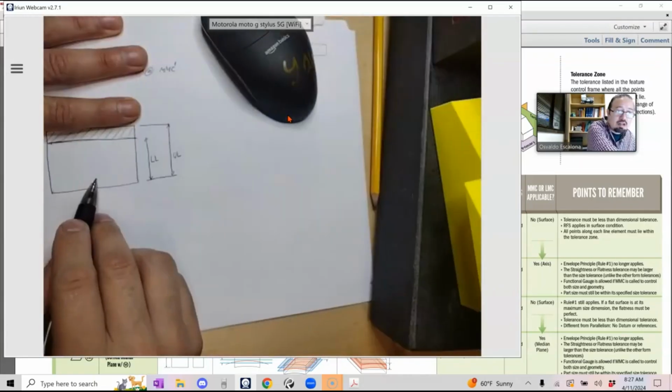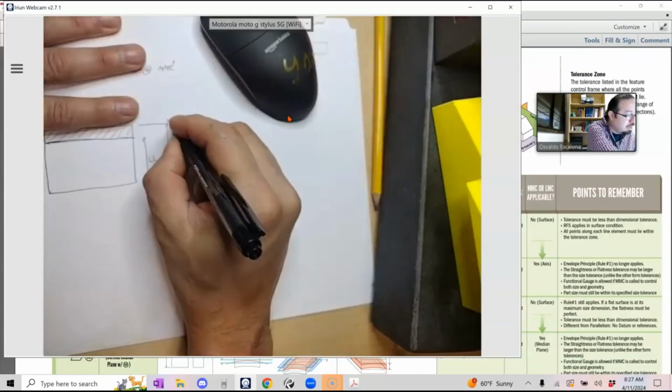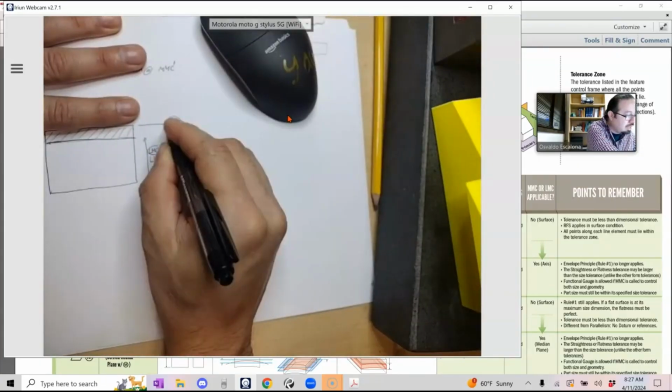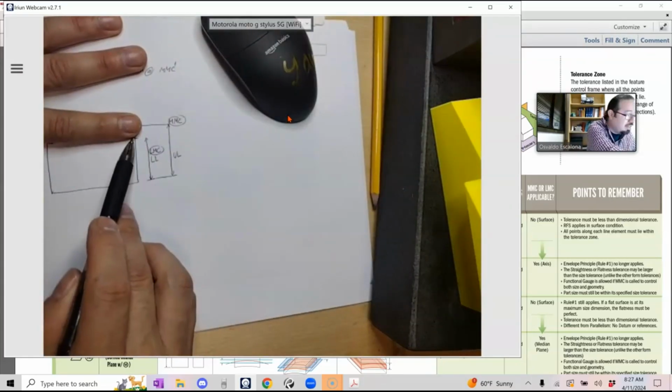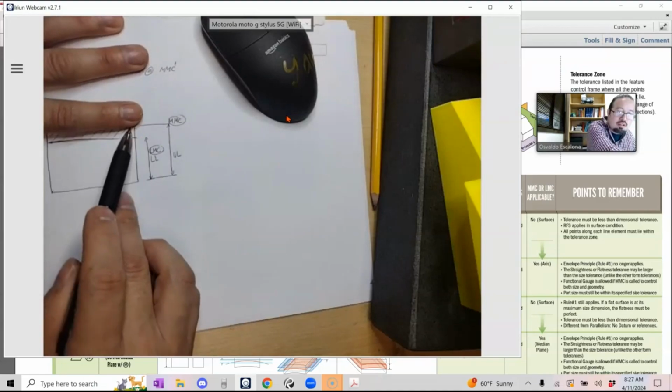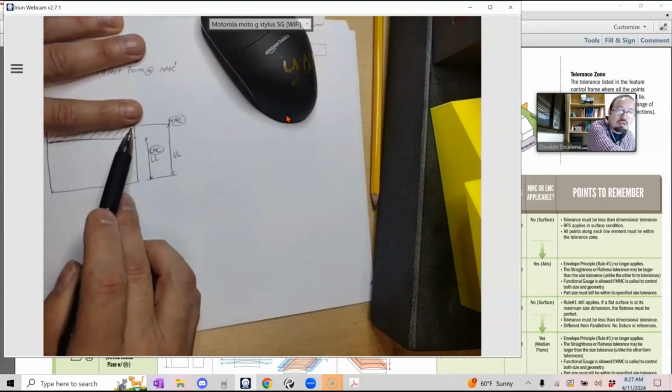Let's call this an external feature. So this one will be my MMC, this one will be my LMC. The biggest I can get, the smallest I can get in terms of material, right? So your form can deviate all the way from LMC towards MMC. And once you get to MMC, you cannot have any more variation.